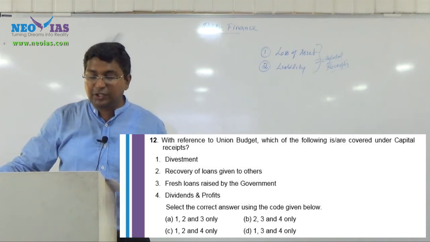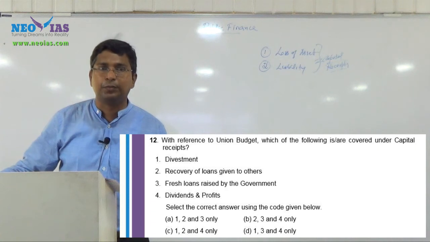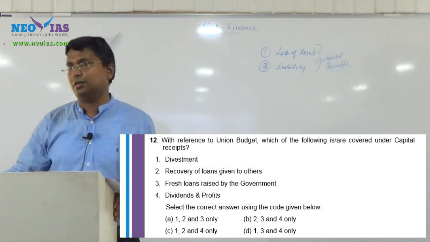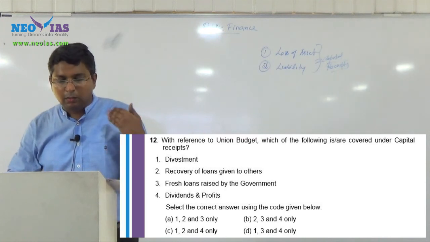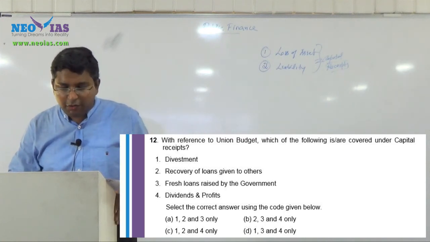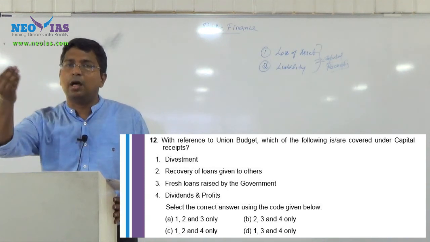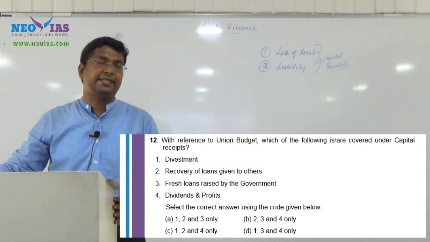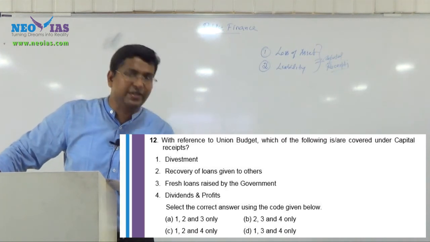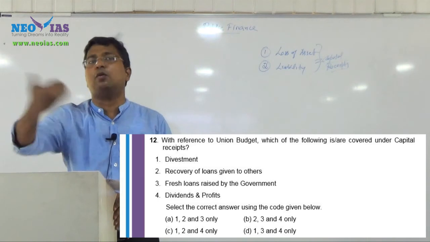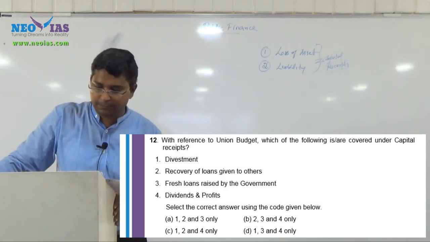Now see the specialty of this choice also. It's a 4-statement question, and you see the choice. Only one statement is wrong. Now we have to find that wrong one. Recovery of loans given to others. Again, you are recovering a loan. Is it creating any liability? No. But is it creating any loss of asset? Yes, your loan has been recovered, so your asset has reduced. So 2 is also correct.